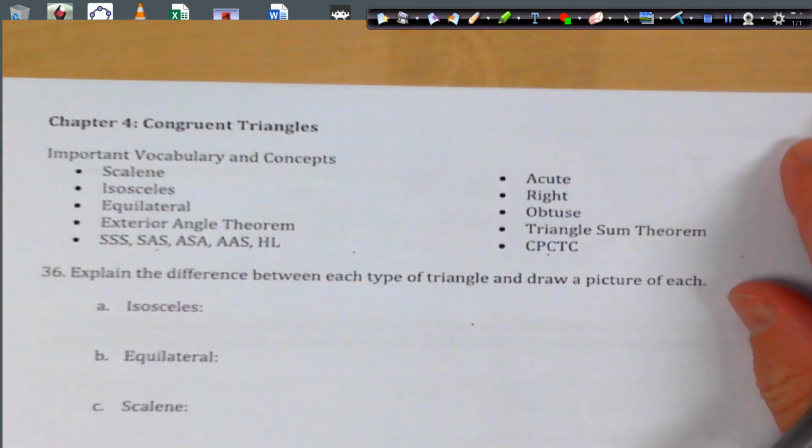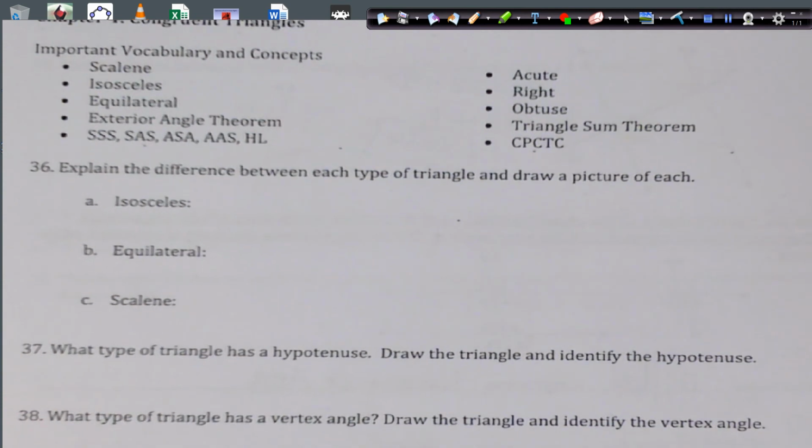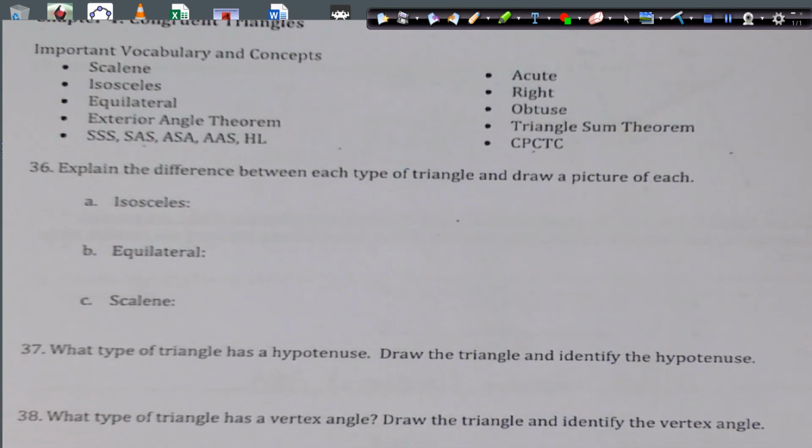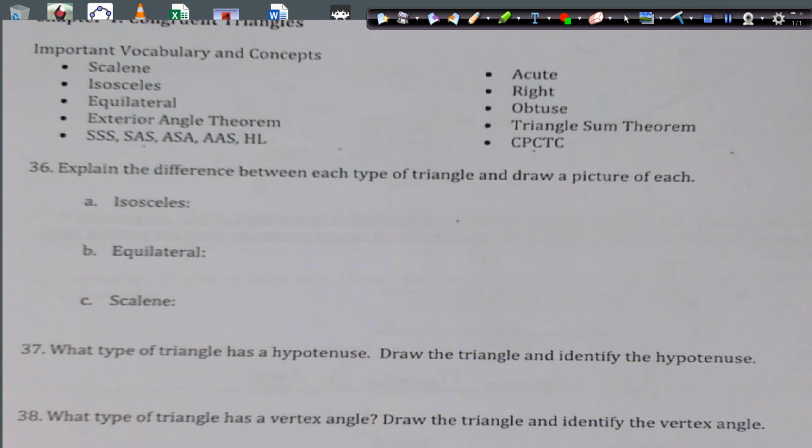Okay, well, we have skipped chapter 3. We are now in chapter 4, looking at all of our triangles. Explain the differences between each type. Isosceles, equilateral, scalene. I'll just say them real quick. Isosceles, 2 congruent sides; equilateral, 3 congruent sides; scalene, no congruent sides.